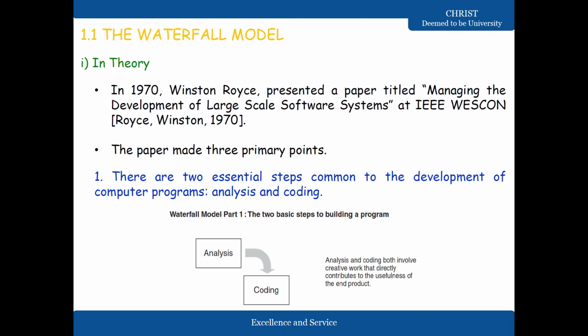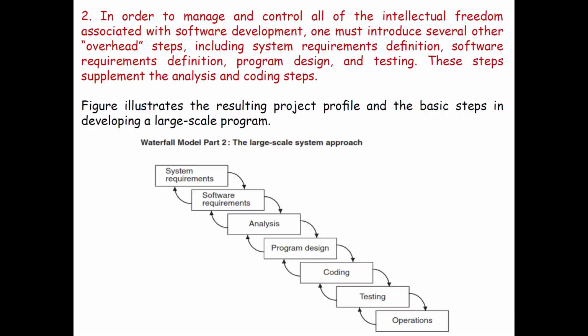Okay, so analysis and coding, as you can see here in this diagram, from analysis we have to do the coding. Analysis and coding both involve creative work that directly contributes to the usefulness of the end product. So a very important thing, the 2 essential steps common would be analysis and coding. And the second point would be, in order to manage and control all of the intellectual freedom associated with software development, one must introduce several overhead steps, including system requirements definition, software requirements definition, program design, and testing.